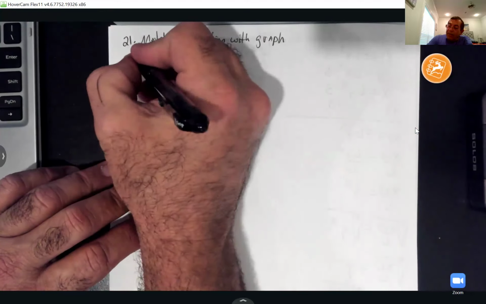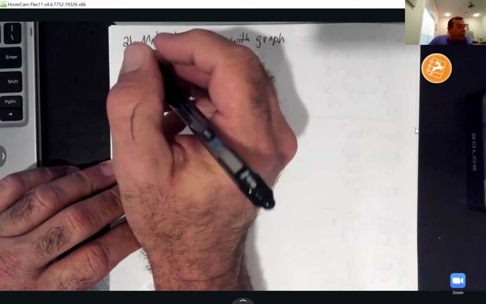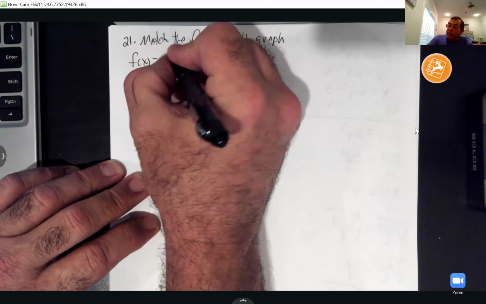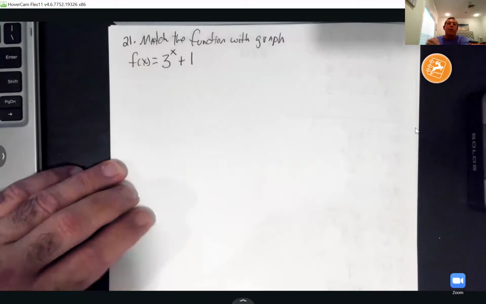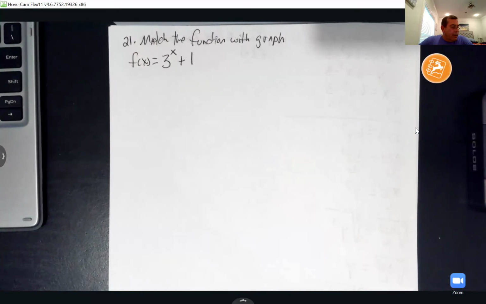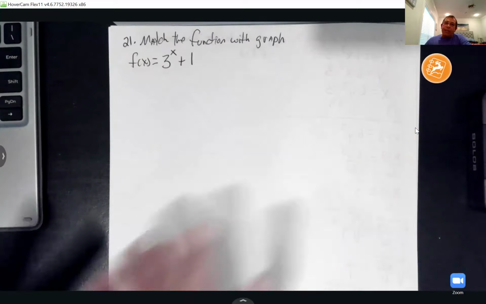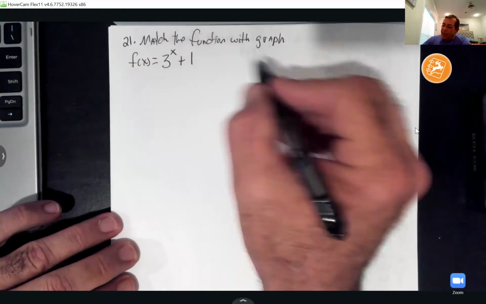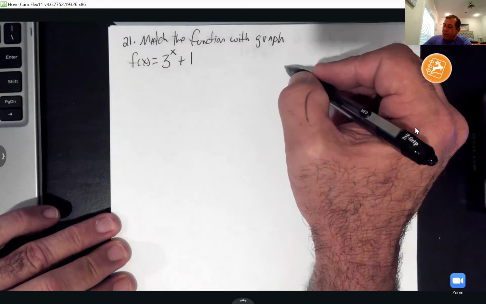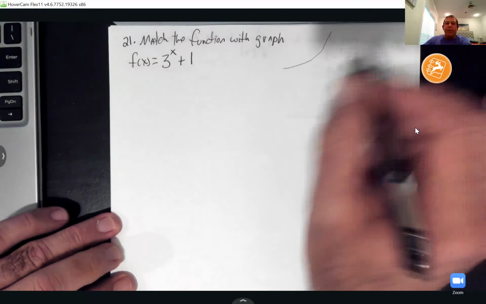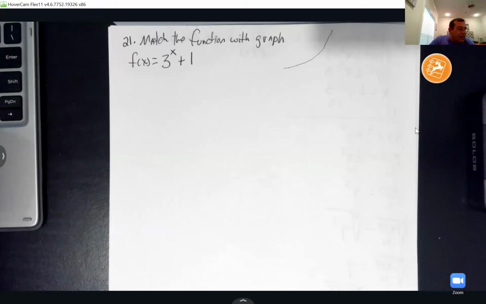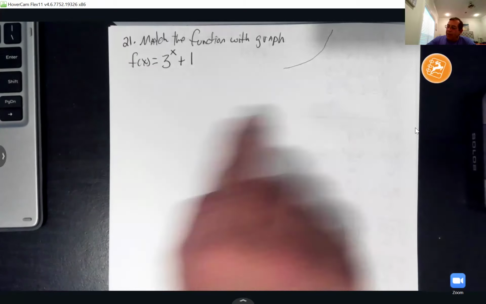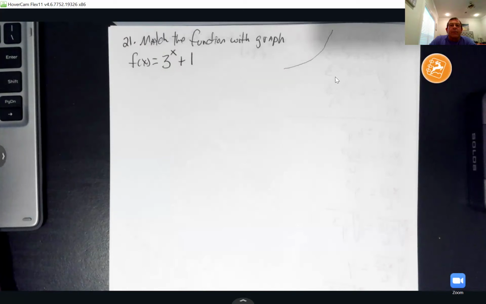Now this one, f of x equals 3 to the x plus 1. Now what's nice is we don't actually have to graph it in MATLAB. They're going to have 4 pictures. But remember, these exponential graphs sort of go uphill left to right, okay? So let's go graph that and see what we get. And remember, that plus 1 is going to move it up. So let's graph it and see what we get.